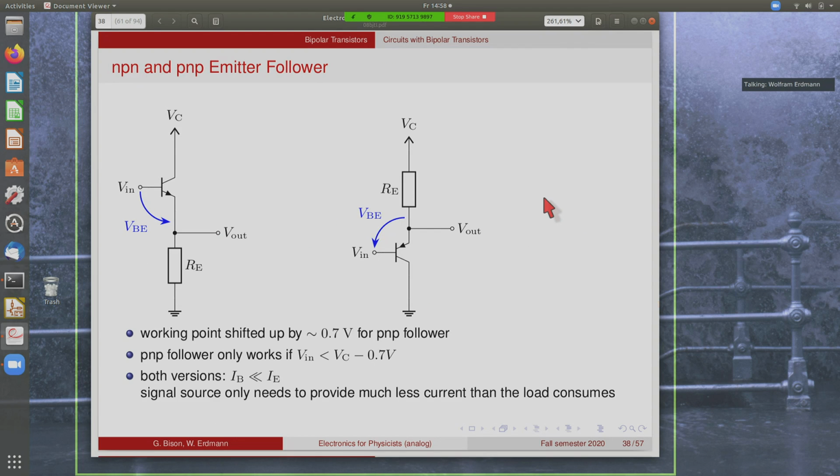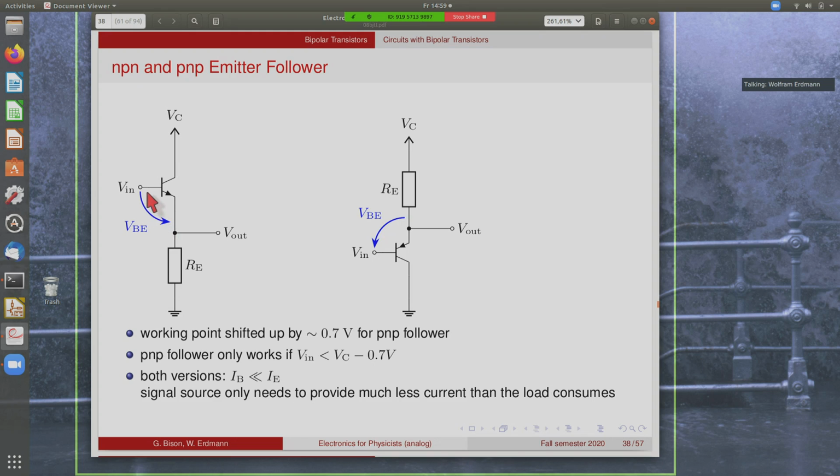You can not only make the emitter follower with the NPN transistor, as we've done before. So here, this is the NPN emitter follower. The output follows the input by 1 base emitter drop, these 0.7 volts. You can also make a follower with a PNP transistor. Now you have to put the load again to the emitter, which is now above the base. So this is now the controlling voltage here, the base emitter voltage, or emitter base, strictly speaking. And it's now 0.7 volts higher than the input voltage.